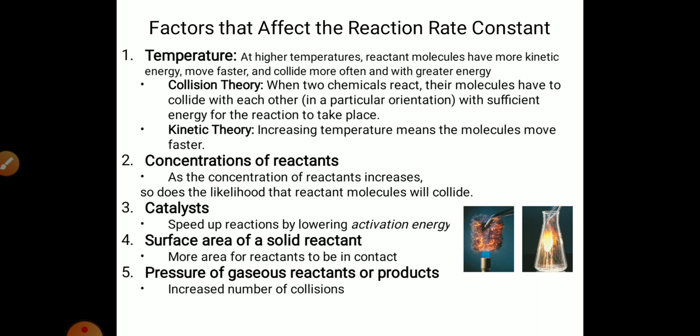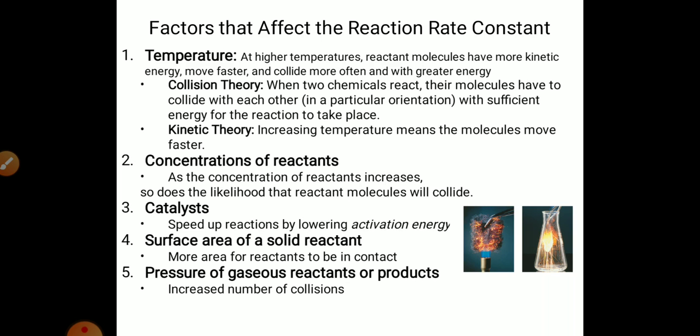According to collision theory, when two chemicals react with each other, their molecules have to collide with each other in a particular orientation with sufficient energy for the reaction to take place. In kinetic theory, an increase in the temperature means that the molecules move faster.